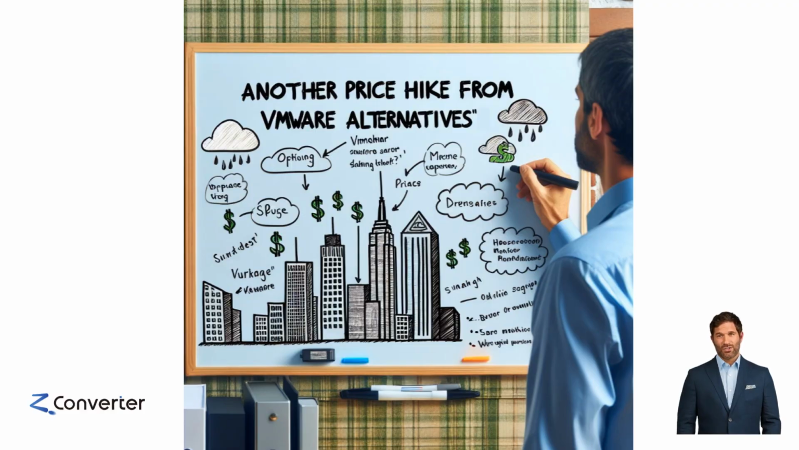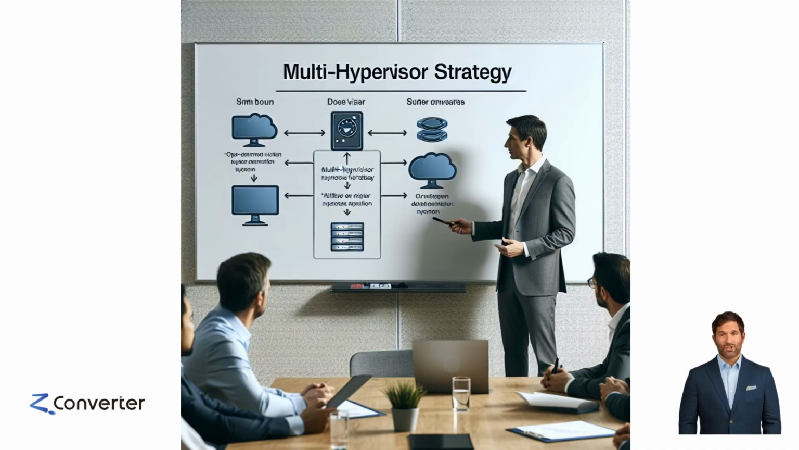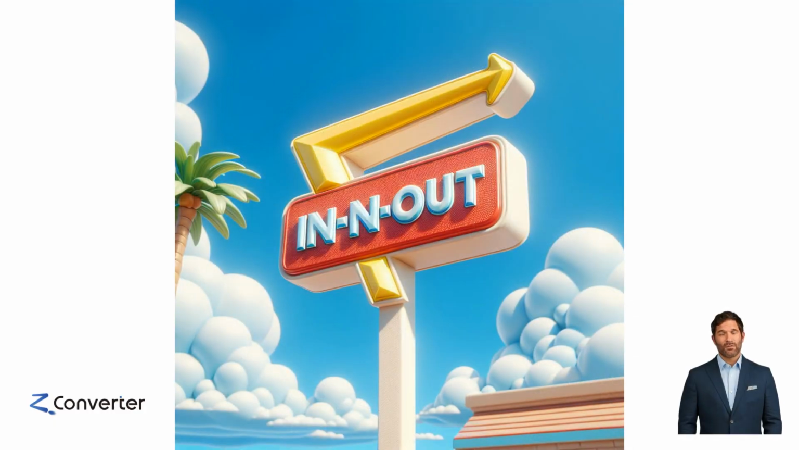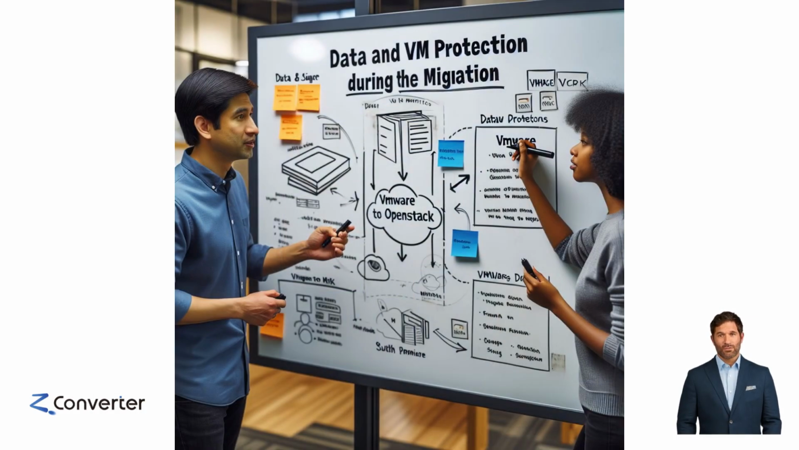I heard some interesting news from them about price changes for VMware alternatives such as Nutanix and big tech companies, and they have adjusted their prices to around 80% of VMware's. Due to this, they shared their multi-hypervisor strategy to avoid any sudden price changes or lock-in issues. Also, they wanted to have move-in and move-out capabilities across multi-hypervisors or cloud platforms. They emphasized the importance of VM and data protection capability during the migration.